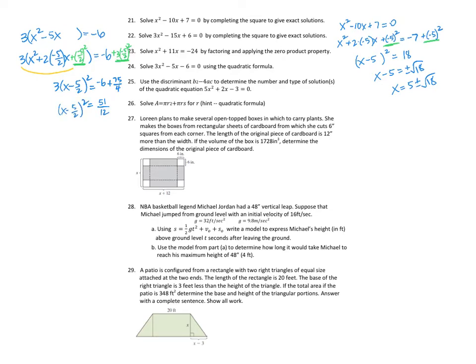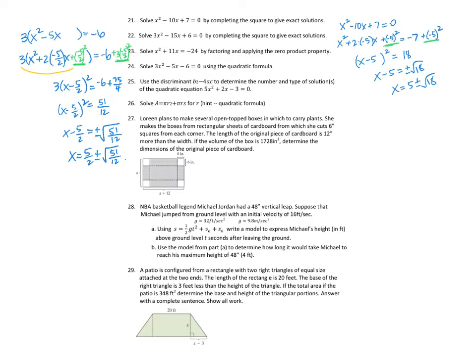Then I could square root both sides. I'll get x minus 5 halves is equal to plus or minus square root of 51 twelfths. And then I can add the 5 halves over. And so those are your two answers: 5 halves plus square root of 51 twelfths, and 5 halves minus square root of 51 twelfths.